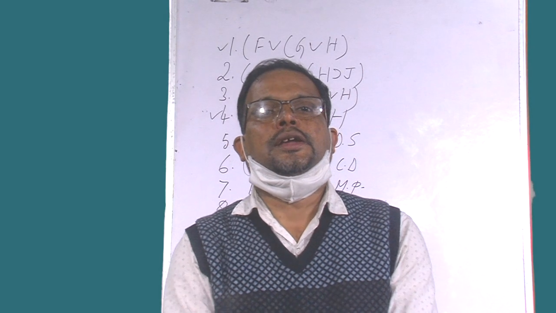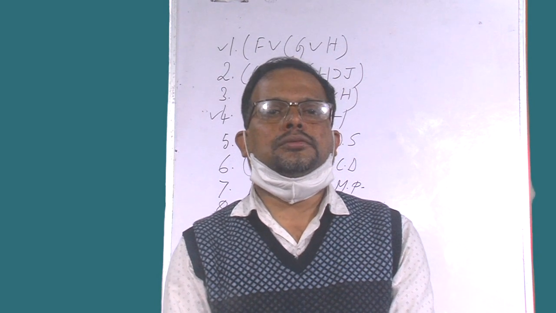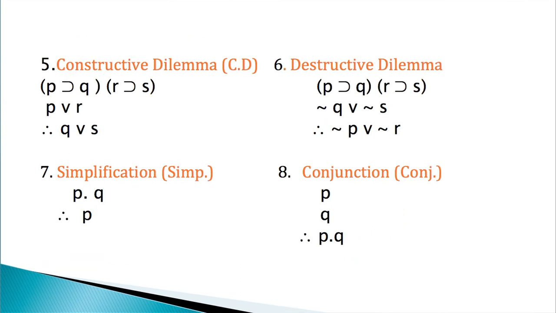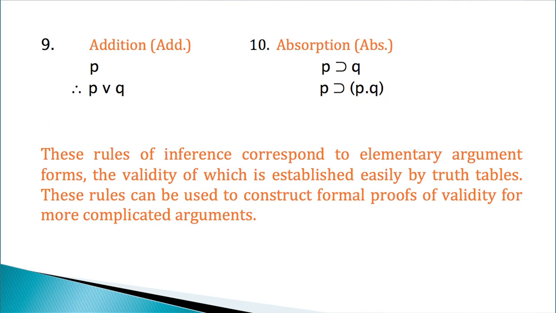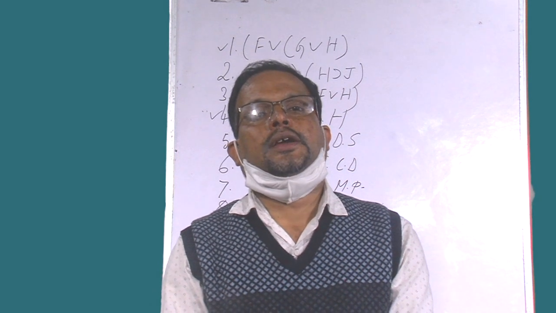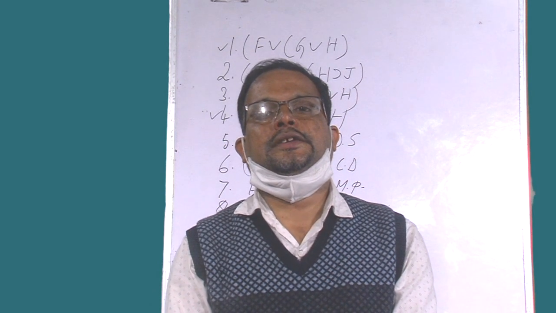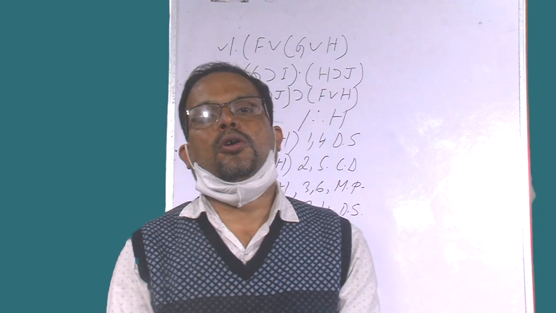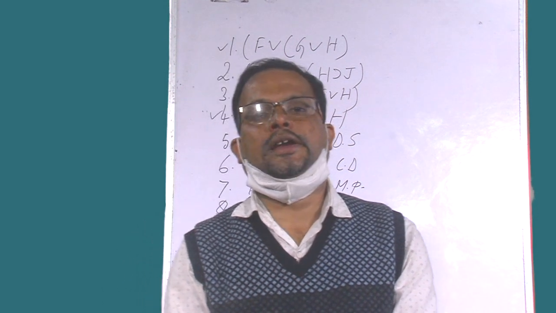So dear learners, in rules of inference, we find the rules like modus ponens, modus tollens, hypothetical syllogism, disjunctive syllogism, constructive dilemma, destructive dilemma, simplification and conjunction, addition and absorption. These rules of inference, dear learners, correspond to elementary argument forms, the validity of which is established easily by truth tables. These rules also can be used to construct formal proof of validity for more complicated arguments.